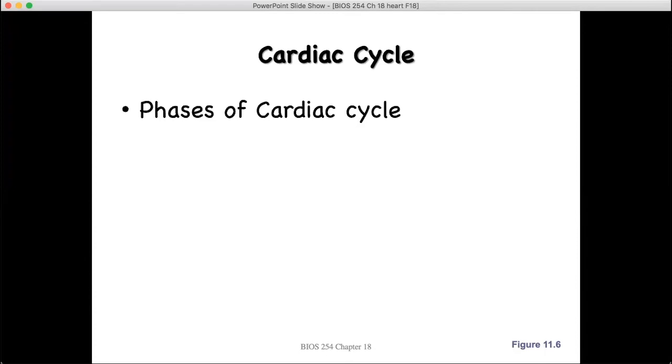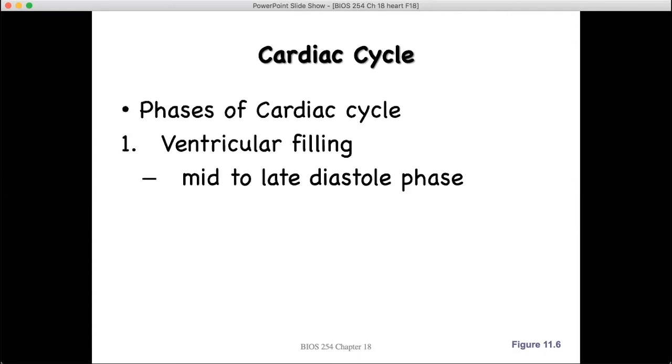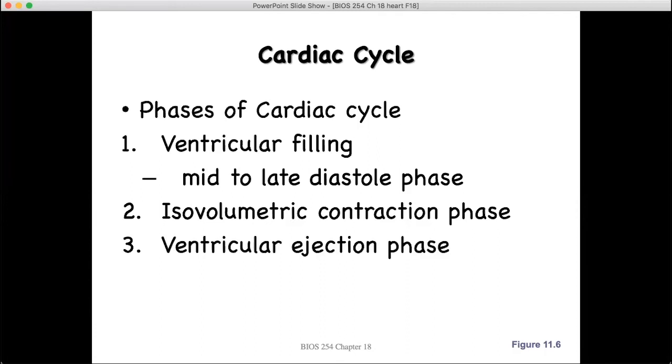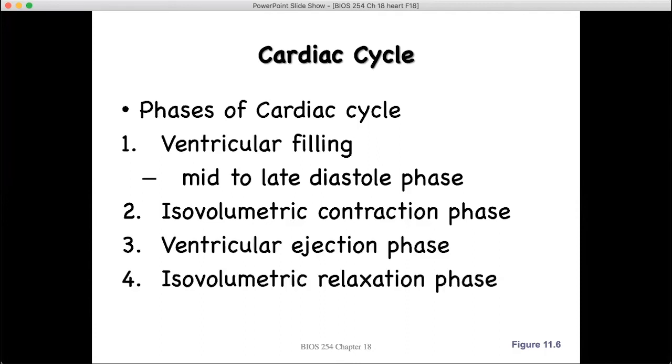Let's look at the cardiac cycle. It's going to include several phases. I'm going to list the phases for you first, and then I'll cover what's going to occur during each phase. The first phase is ventricular filling, or mid to late diastole. The second phase is isovolumetric contraction. The third phase is ventricular ejection. And the last one is isovolumetric relaxation. Keep in mind this is a cycle. So when you go to the fourth phase, then you're going to go back to the first phase, and it just continues. So all of this is happening during one heartbeat.